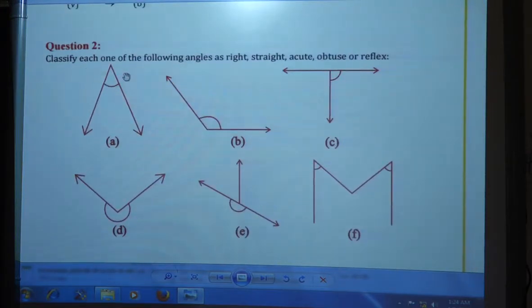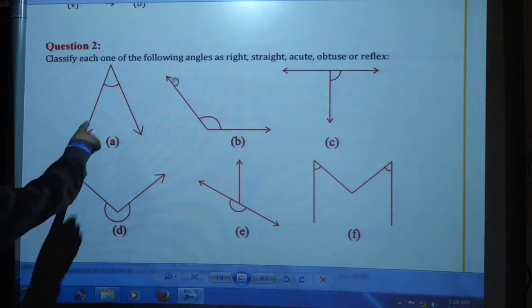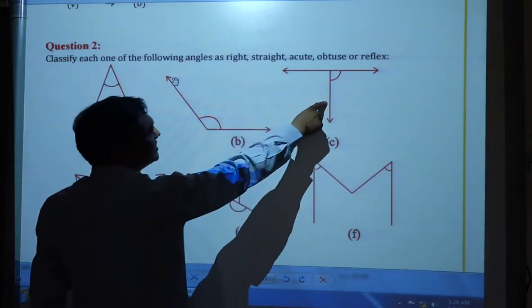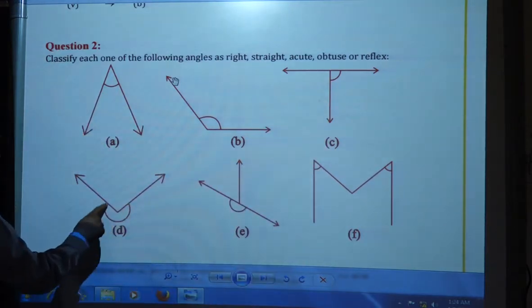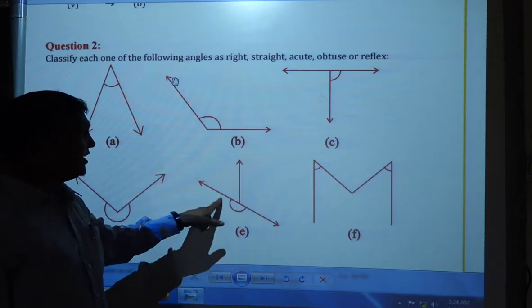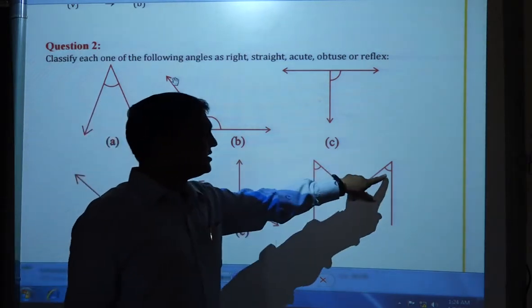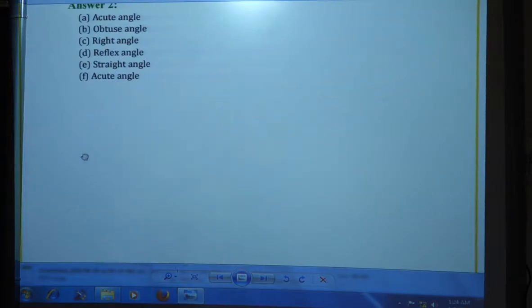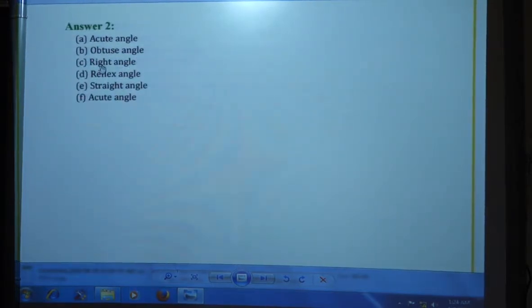Now here it is given, classify each of the following angles at A as right angle, straight angle, acute angle, obtuse angle or reflex angle. So the first one is acute angle. This is obtuse angle. This is right angle. This is reflex angle. From outside it is always reflex angle. This is straight angle. This is acute angle and this is acute angle. Now we will see the answers on the next page. So the answers are acute, obtuse, right angle, reflex angle, straight angle and acute angle.